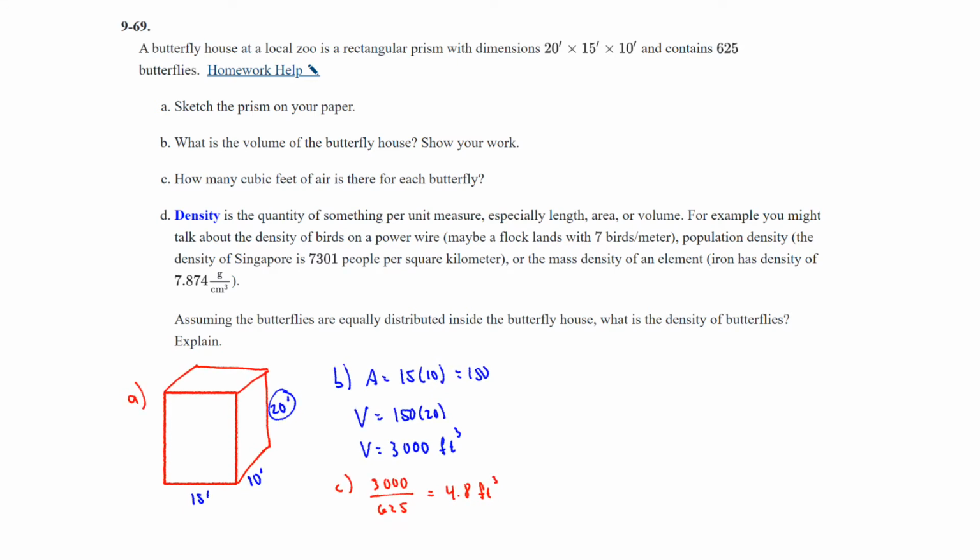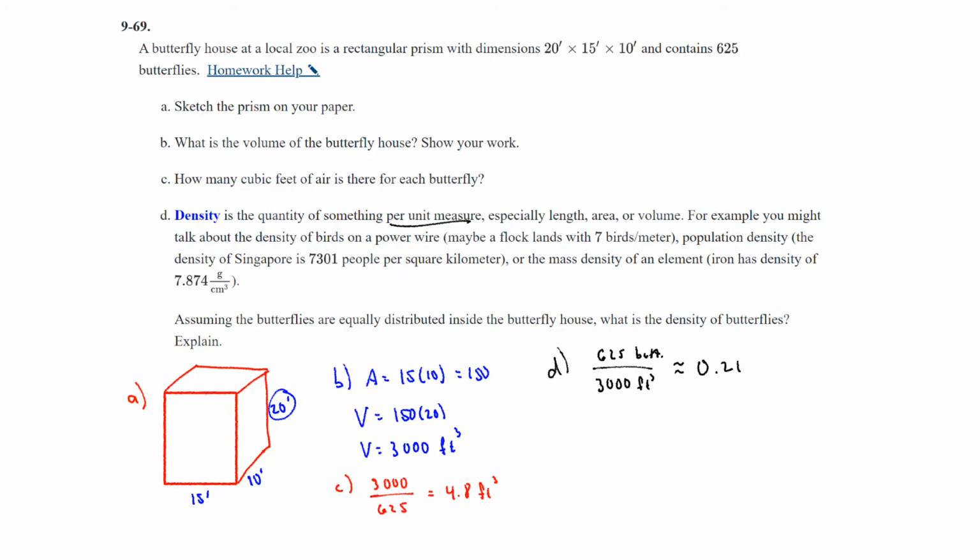Question D, density is the quantity of something per unit measure, especially length, area, and volume. For example, you might talk about the density of birds on a power line, population density, or the mass density of an element. Assuming the butterflies are equally distributed inside the butterfly house, what is the density of the butterflies? So we want to find how much, once it says per unit measure, so we want to take the 625 butterflies and divide by the volume that we have, which is 3,000 feet cubed. So that will give us approximately 0.21.